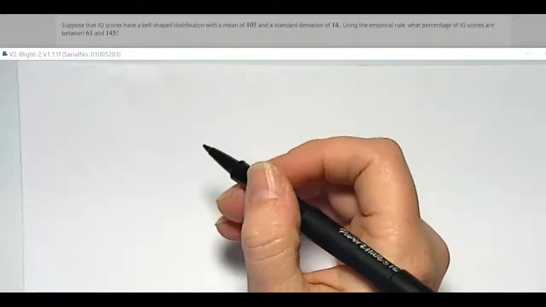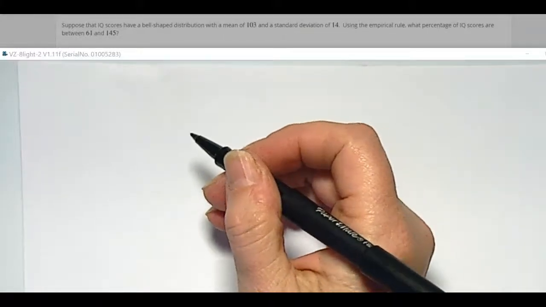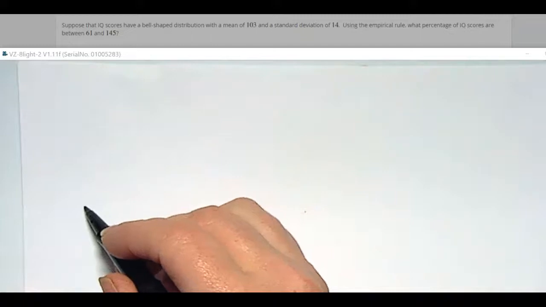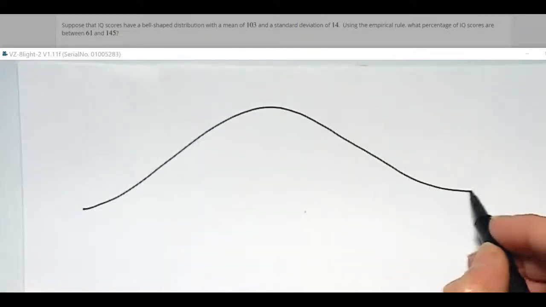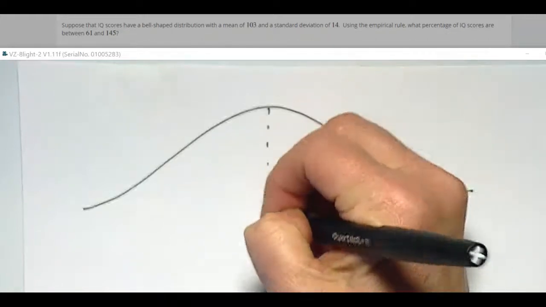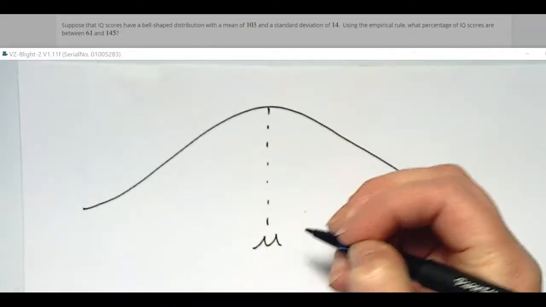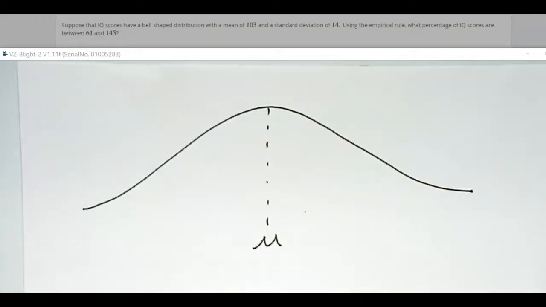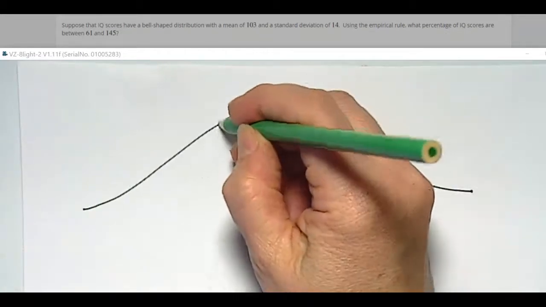All right, this question was posted on the discussion board. It's an empirical rule question, and when we use the empirical rule, the thing I like to do first is draw a bell curve. Sometimes they look great, sometimes they don't. This one looks pretty darn good as far as I'm concerned. We put the mean, and then we put the different standard deviations in there. I'm going to say plus or minus 1 standard deviation. I'm going to put here.